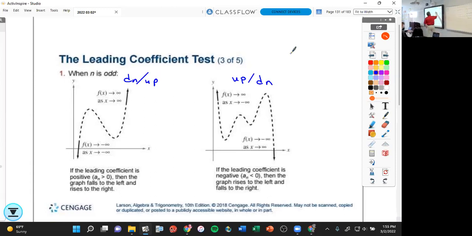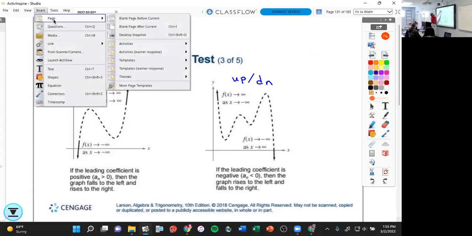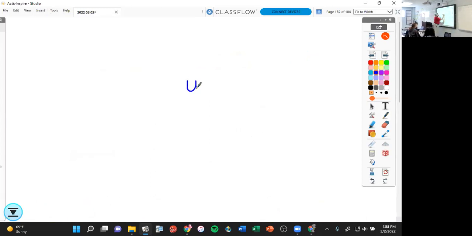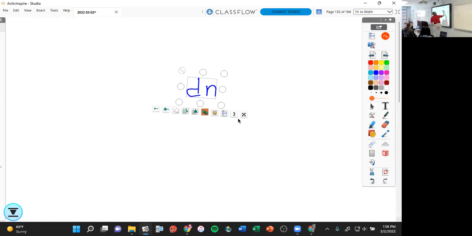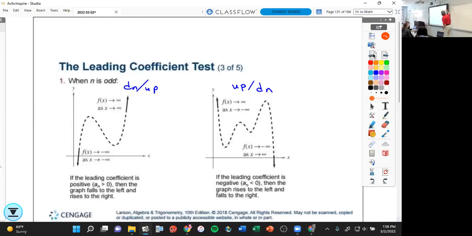And if you took, this is quite interesting too. So this says what? And now it says down. Okay. So odd, they go their separate directions.